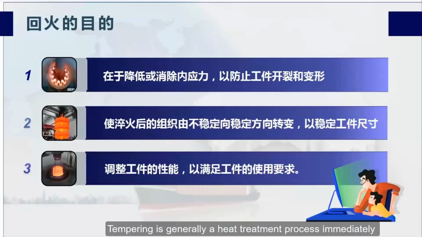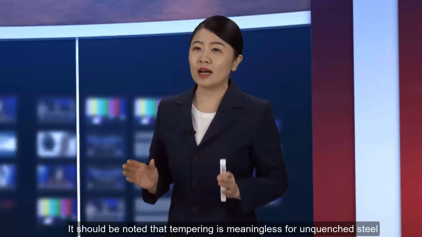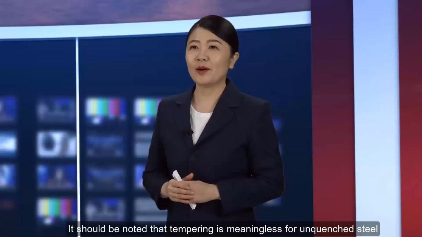Tempering is generally a heat treatment process immediately after quenching. It should be noted that tempering is meaningless for unquenched steel.